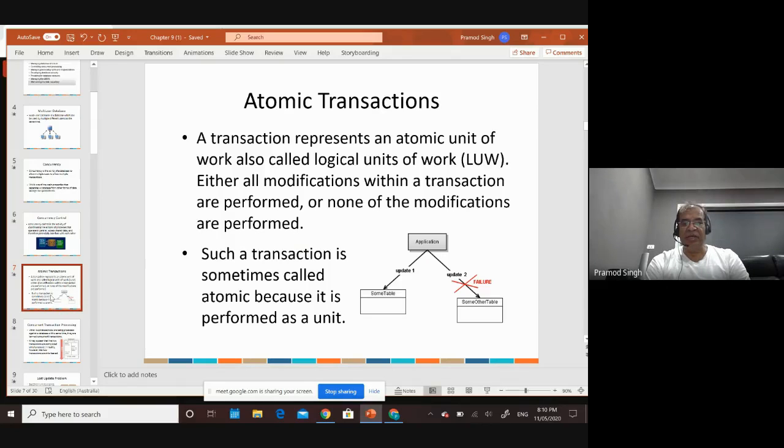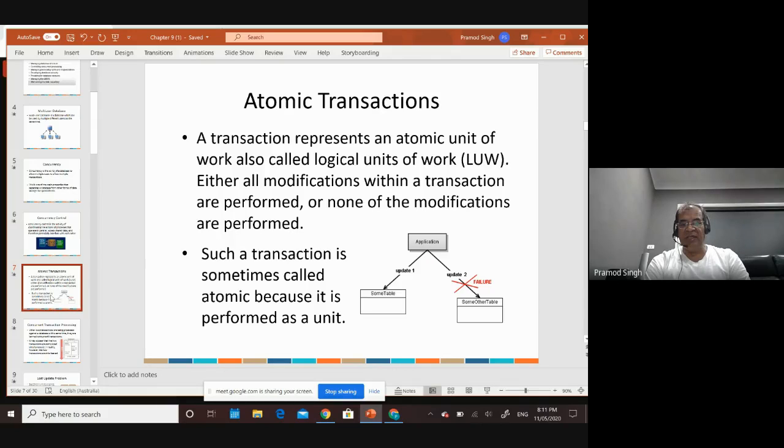So for example here, suppose application in the diagram shown actually, there is application, and in that application there are two tasks associated. Task one, update one in some table, and then update two in some other table. Either both tasks should be performed, and both tasks together is called logical unit of work, LUW. Update one and update two together is one unit. Either both updates, update one and update two, should be done, or none of them.